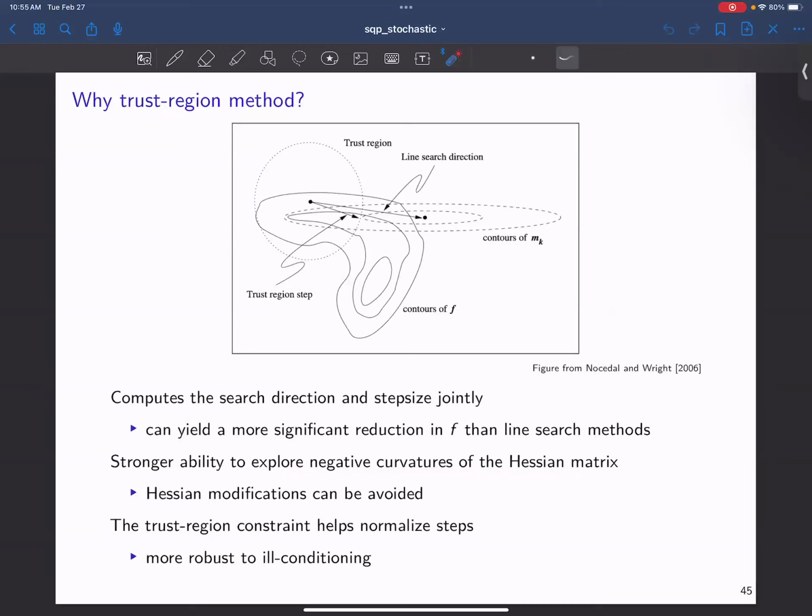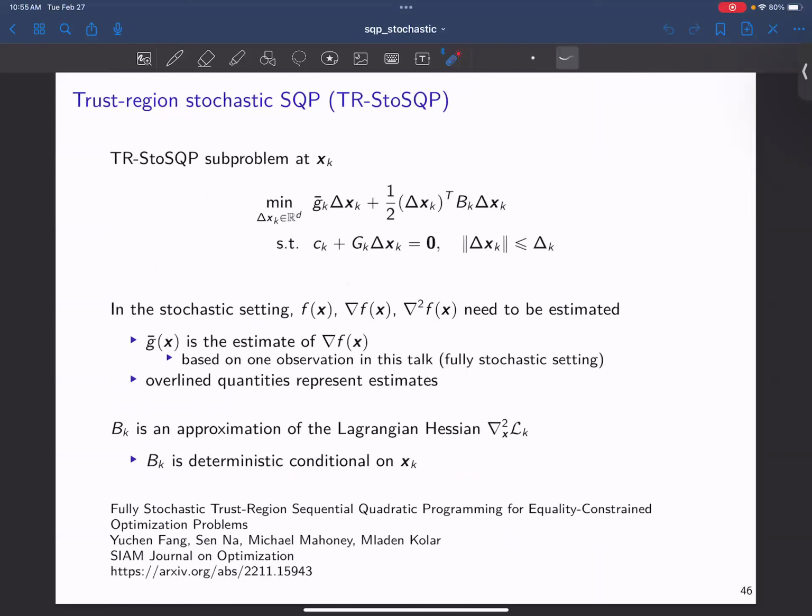And it seems to be more robust to ill conditioning. And so this is kind of our first stab at this type of direction, in a paper by Yucheng Tang and Sen that was recently accepted to SIAM Journal on Optimization, where we develop a fully stochastic method for solving problems with equality constraints. Given the time, I don't have time to go into the details, but you can find this in the arXiv paper here, and soon the paper will also be published.